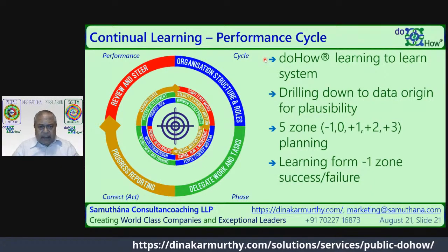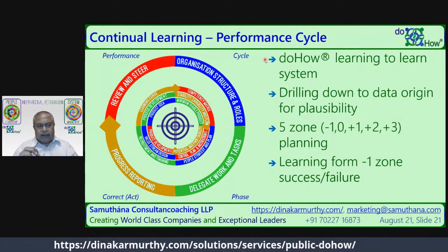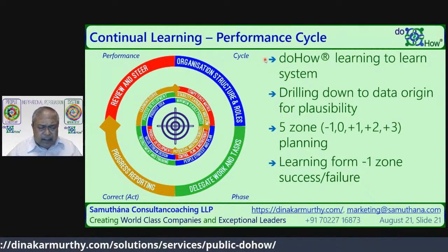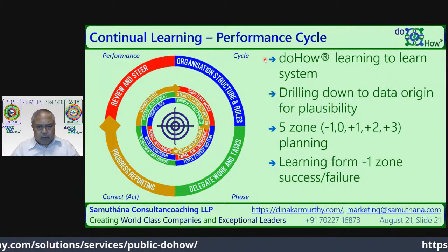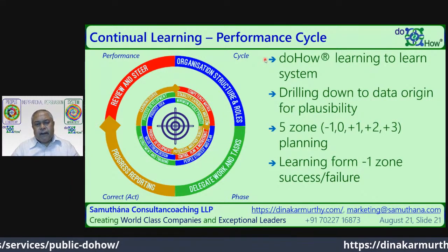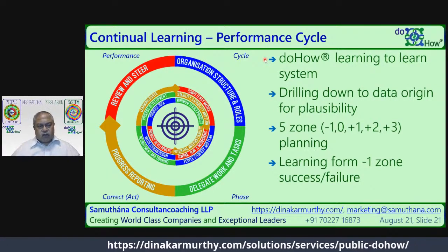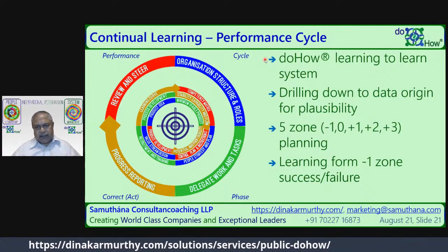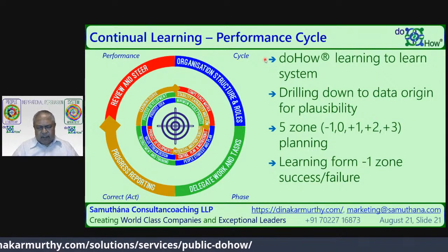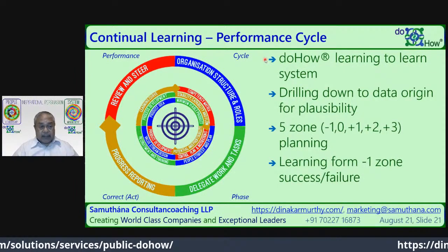Then the next is, which is extremely important, this is where the human intelligence comes, and to some extent it is possible to use the computer or the technology for this activity, drilling down to data origin for plausibility. See, in any organization, there is so much information coming in. For example, let us say your body is supposed to be controlling temperature. Let's take that example. It comes to my mind.